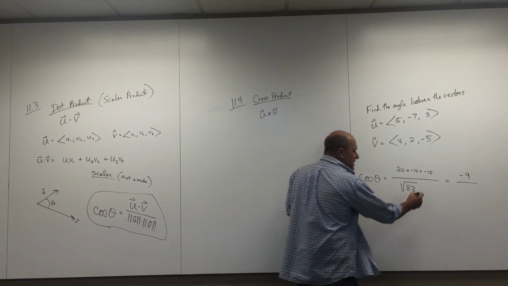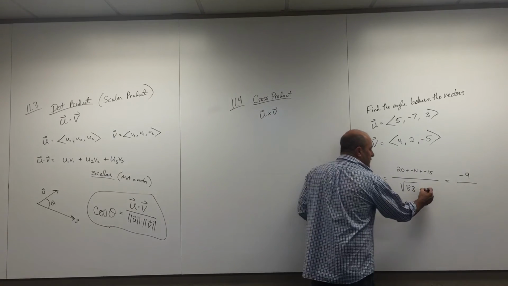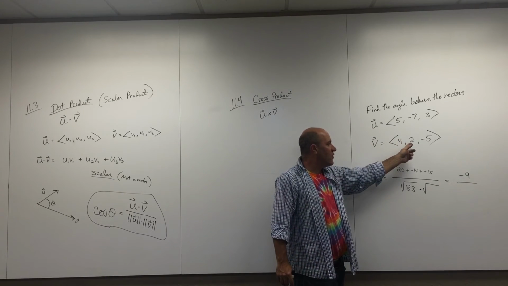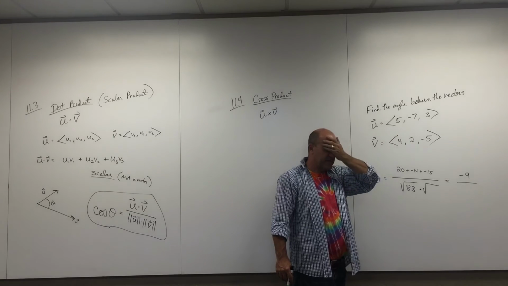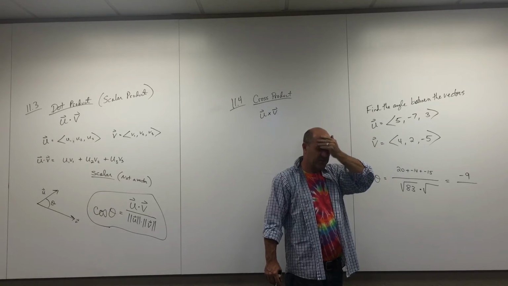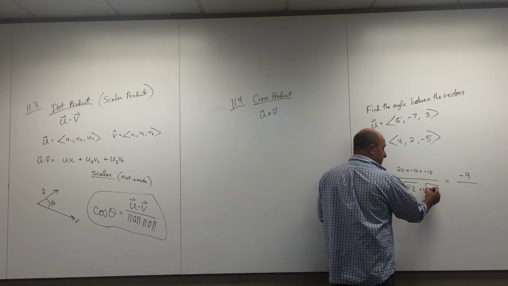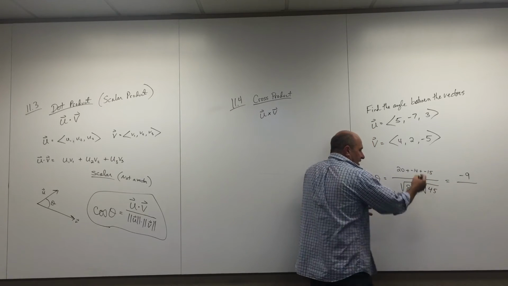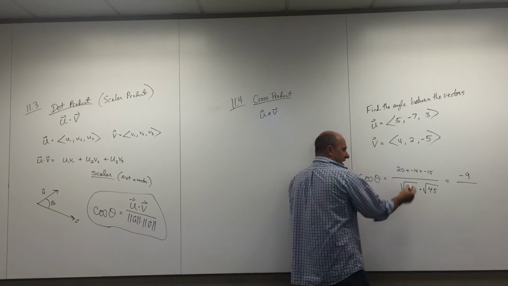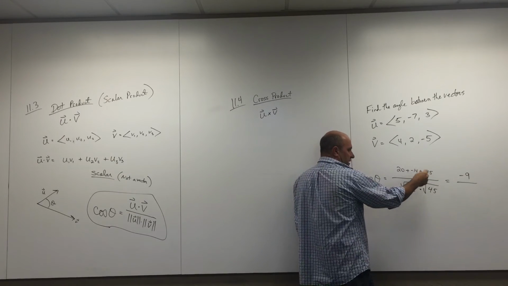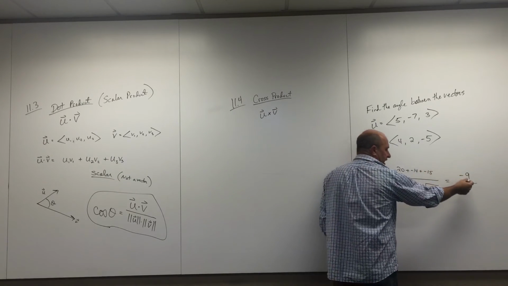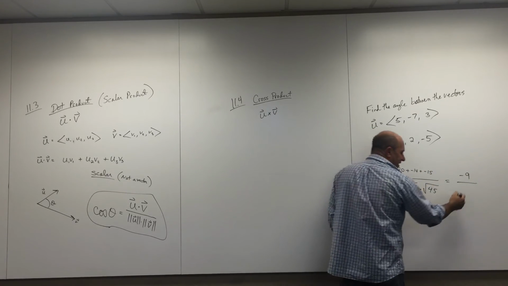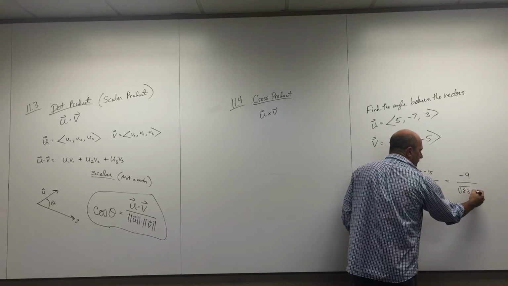The magnitude of v. This is multiplied by the magnitude of v. Probably also 16 plus 4 plus 25. The square root of 45. Okay, well, I added up my numerator, my dot product, and it turned out to be this number. So the dot product was the -9. These two magnitudes are just a little nasty here.